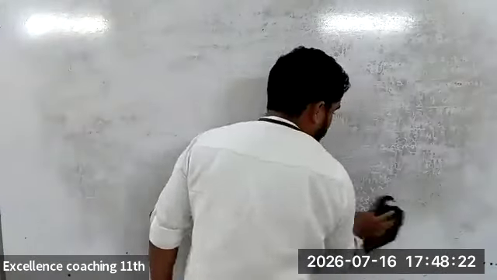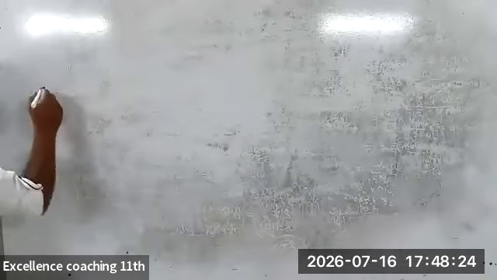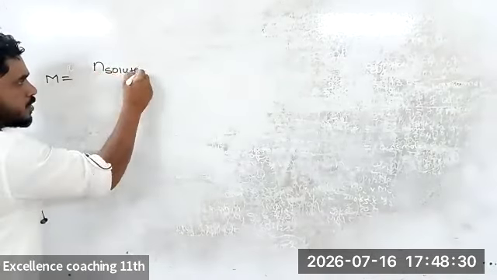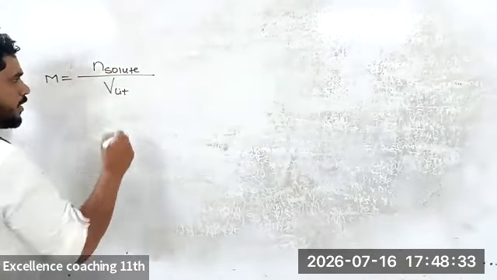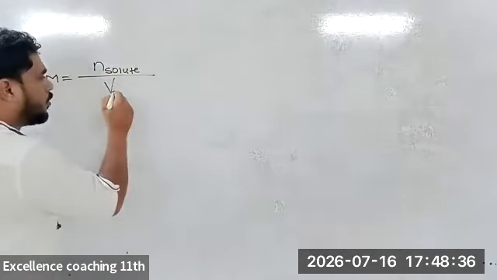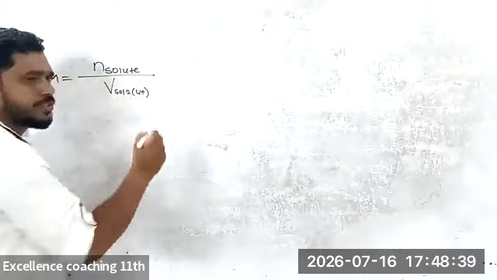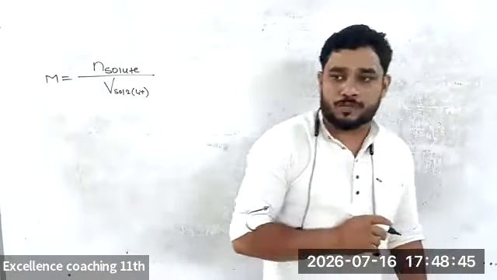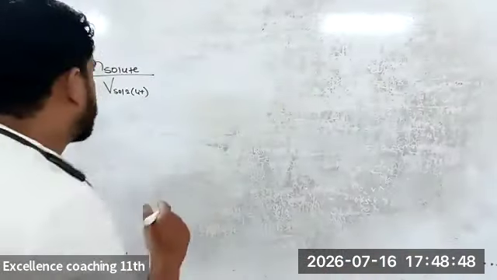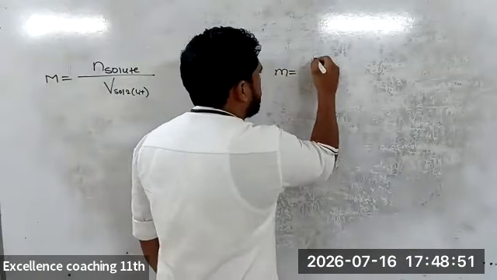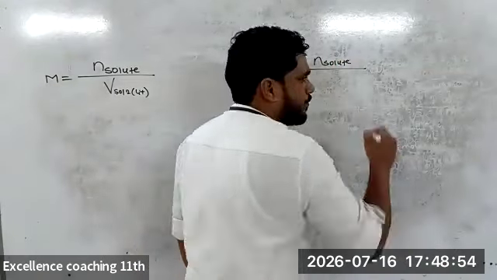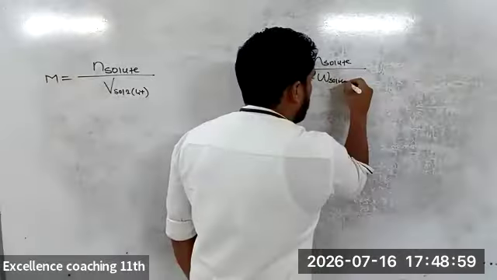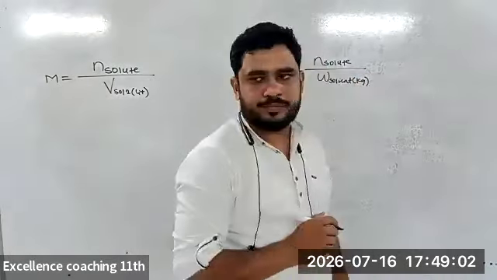Okay, so let's write the formula. First one is molarity, capital M. The formula is number of moles of solute upon volume of solution in liters. This definition is asked in exams. Next, molality: number of moles of solute upon mass of solvent in kg. Mass of solvent in kg. Clear?